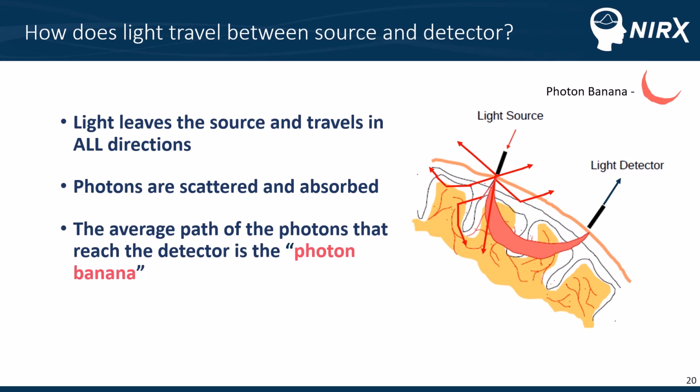We don't know the exact path that these photons take, but what we can say is that for a photon that reaches a light detector, we can determine its average path. And that path is going to take the shape of the photon banana. The photon banana is the actual scientific term. It's this 3D shape that we see probing the tissue between the source and the detector.